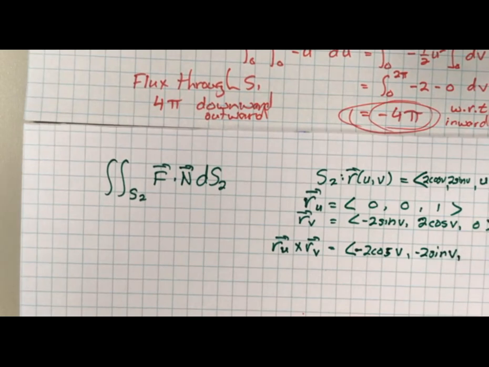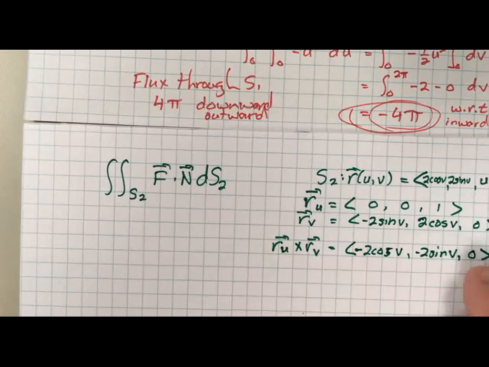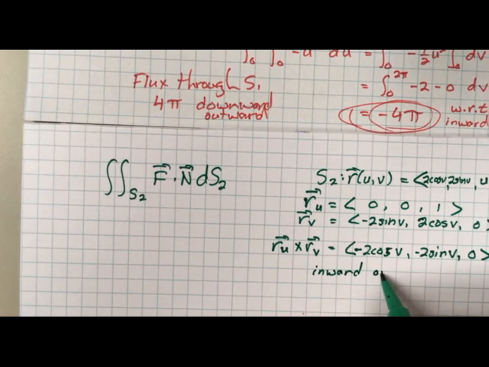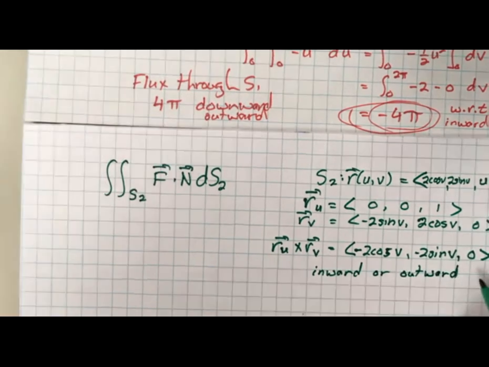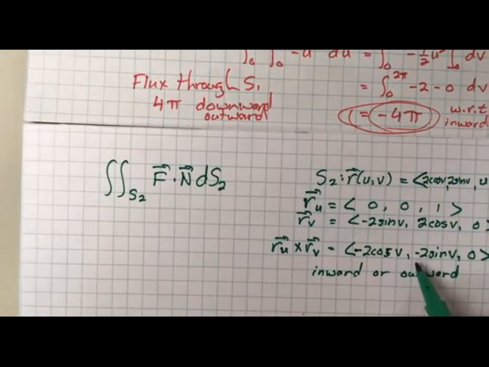And I block out the third slot and that's 0. Why should this be 0? Because the normal coming out of the sidewall of the cheese should have no Z component. But I am concerned as to whether this goes inward or outward. Now this time I don't have any Z component to help me orient myself. So how do I determine whether this goes inward or outward?